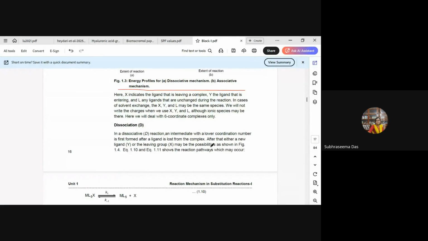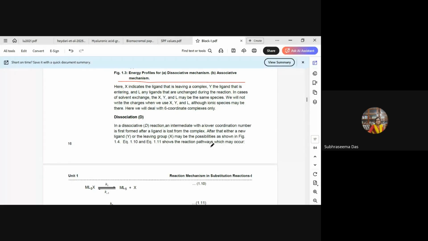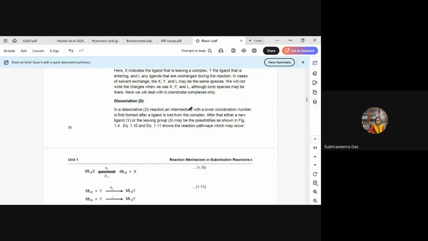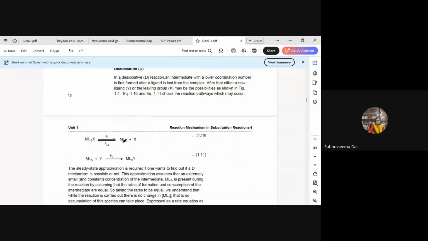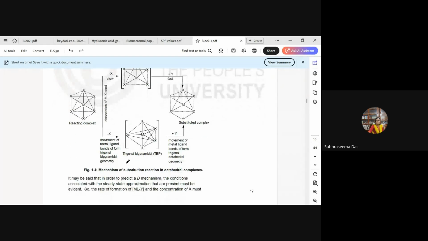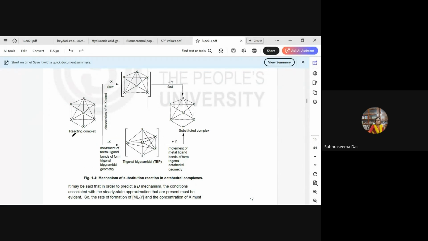First we'll deal with the dissociative mechanism. In a dissociative reaction, an intermediate with lower coordination number is formed first after the ligand goes away from the complex. Then a new ligand comes in, and the possibilities have been shown here. This is the mechanism of substitution. Here, this is the reacting complex.